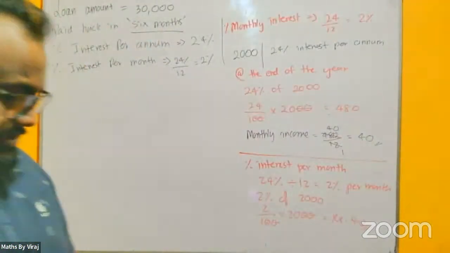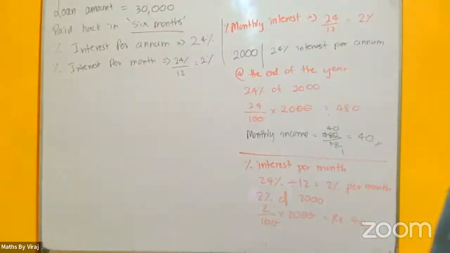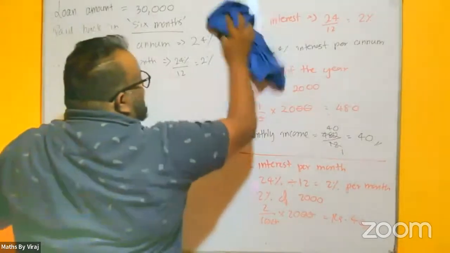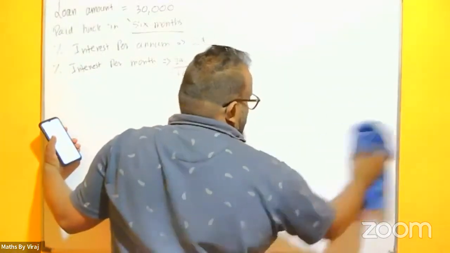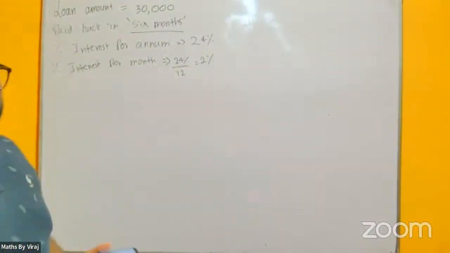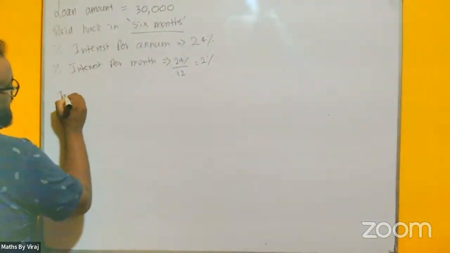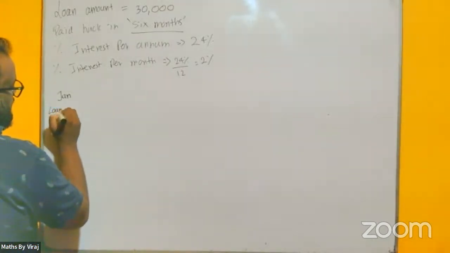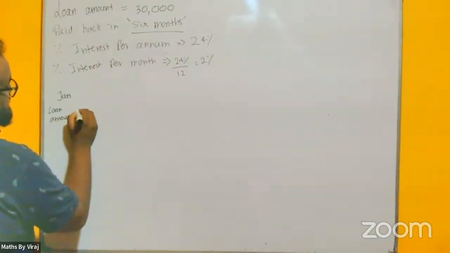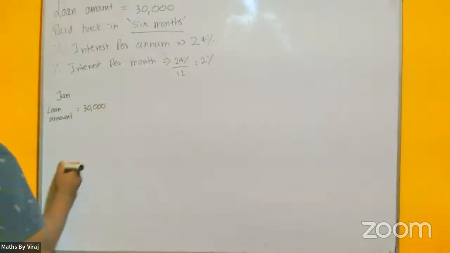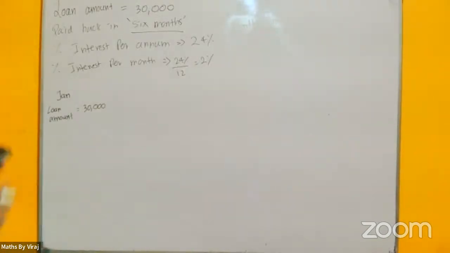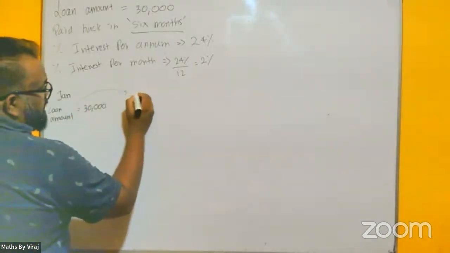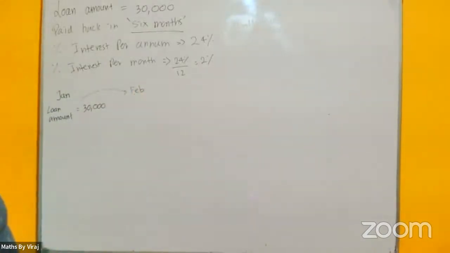We have to go a bit further. Right. Okay. Now let me erase this part and do a small calculation for a period of 6 months. Let's say in the month of January, this loan happened. January, my loan amount is 30,000. And how much of interest? I don't know. Let's say in the month of February, what is happening?